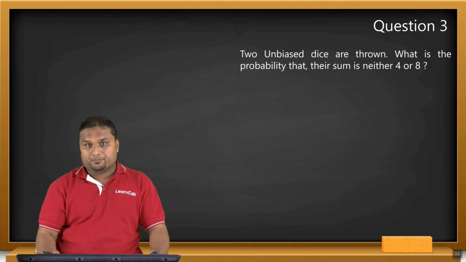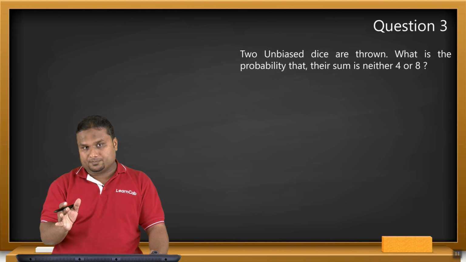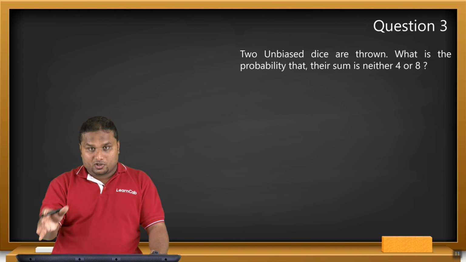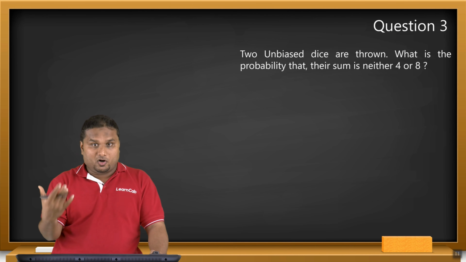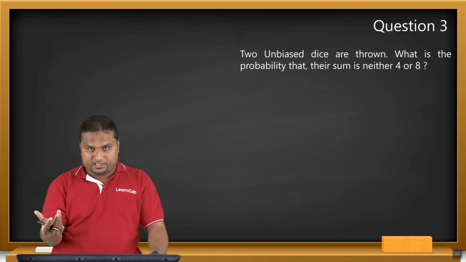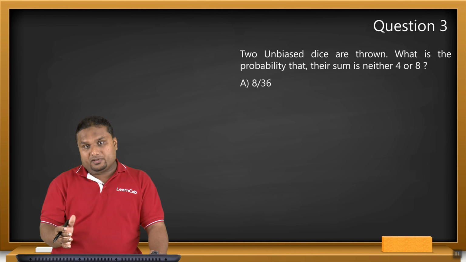Question number 3. This is a question from the topic called neither nor. Two unbiased dice are thrown. What is the probability that their sum is neither 4 nor 8? The earlier question was either 4 or 8. Now the question is asking it is neither 4 nor 8. That means it's just the opposite of the answer.